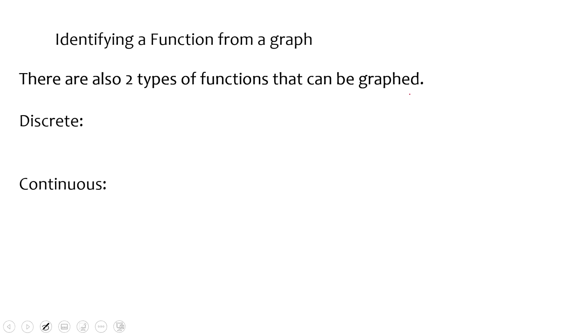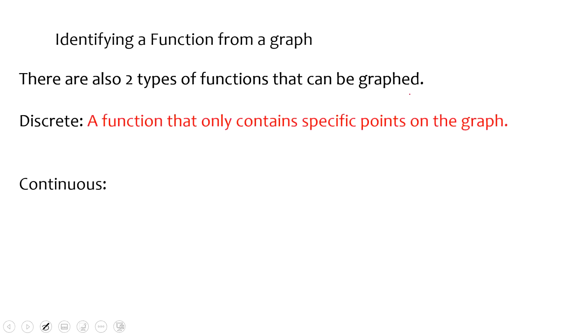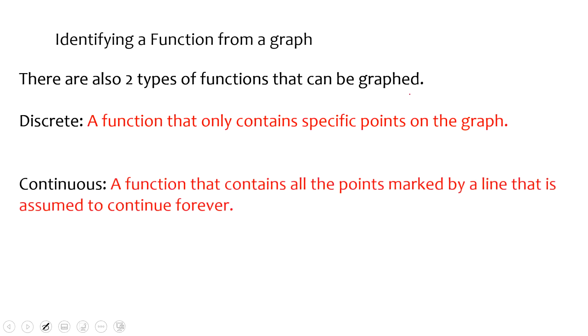There are two types of functions we have. We have discrete functions, and then we have continuous functions. A discrete function is just a series of specific dots. So it's points on the graph. They're not connected by any lines. It's just a point here, a point there, a point there, but it can still be a function. Continuous is the function that has all the points marked by a line. So think of the linear equations we'll work with a little bit later on. They go on forever. Okay, does that make sense?